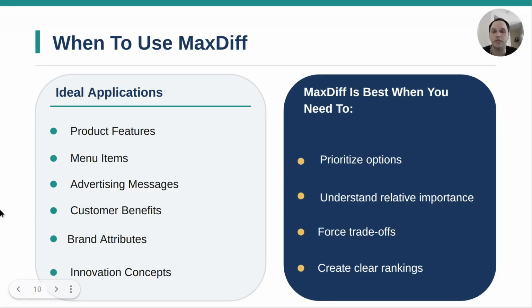MaxDiff is particularly useful when an organization needs to prioritize a large number of items. Common applications include product features, menu items, advertising messages, customer benefits, brand attributes, and innovation concepts. Whenever the primary research objective is understanding relative importance and creating a clear ranking, MaxDiff is often an excellent choice. Because respondents are forced to make trade-offs, the methodology typically produces stronger differentiation than traditional rating scales.